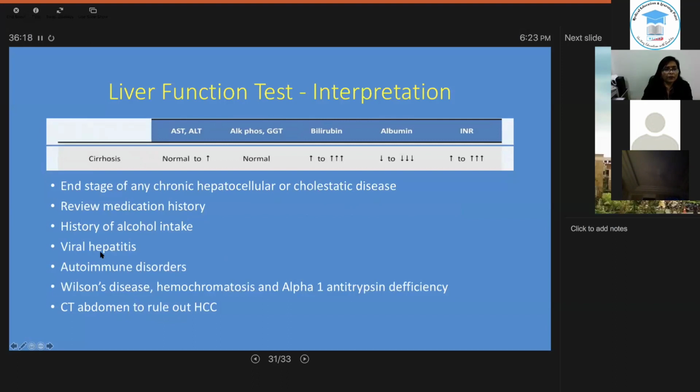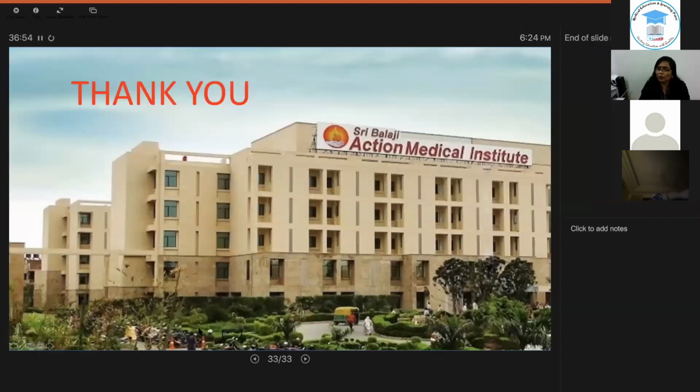What are the parameters which we see in cirrhosis? Cirrhosis is basically the end stage of any chronic hepatocellular or cholestatic injury in which irreversible fibrosis occurs in the liver. We must review the medication history. What are the drugs the patient is taking, any history of alcohol, viral etiology as a cause for this, autoimmune liver diseases, Wilson's disease, workup for hemochromatosis or alpha-1 antitrypsin deficiency. And in case of cirrhosis, we must look at CT abdomen to rule out any hepatocellular carcinoma. So thank you.